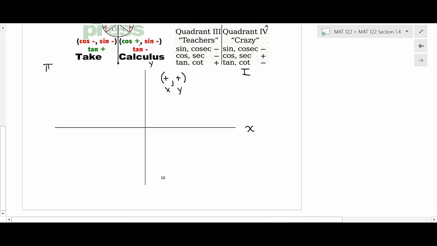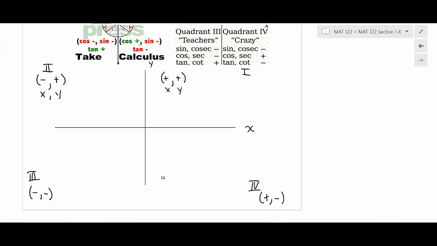In quadrant 2, it's important that you understand that x is negative and y is positive because you're going left and up. That means negative x, positive y. If you're in quadrant 3, x is negative, y is negative because you're going left and down. It's incredibly important you know that. If you're in quadrant 4, x is positive, y is negative. That's real crucial on this.